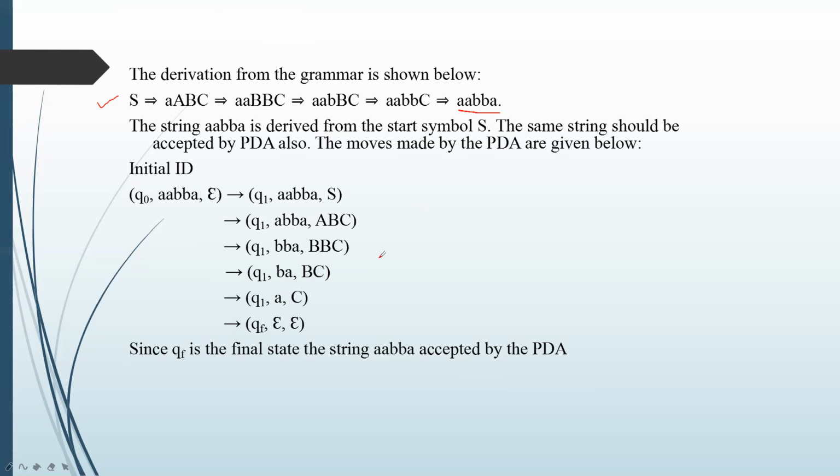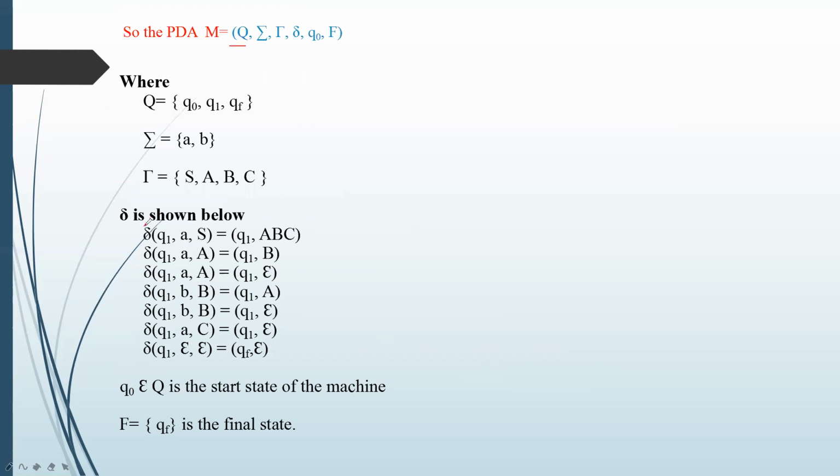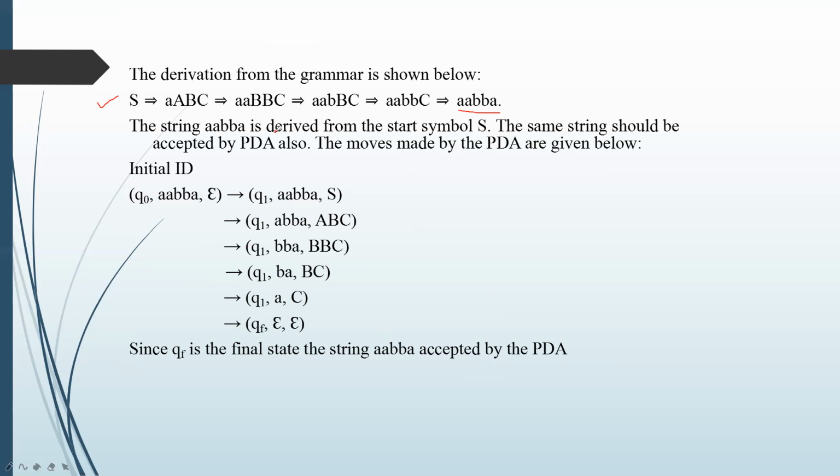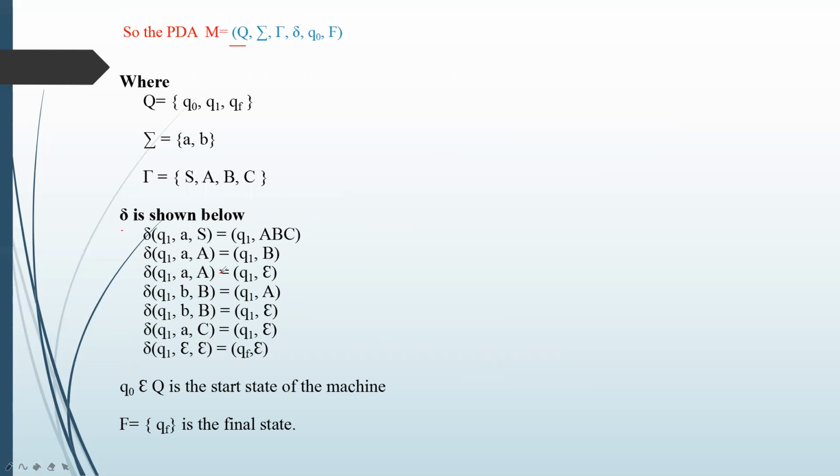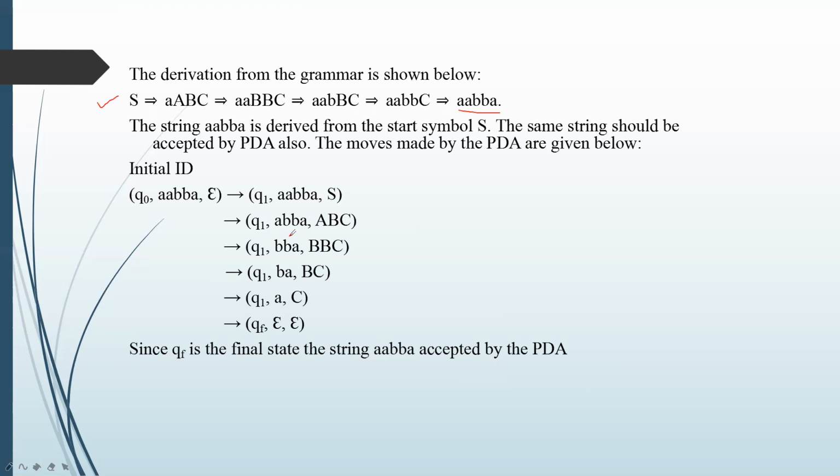Similar to that, here also we have these things. We want these things: delta Q comma a comma S. Check here, A is replaced by aABC, bBC. So further we'll get it as aABC. According to the replacements in the derivation tree, we'll get the string aabba. So the same string has to be accepted by the PDA.